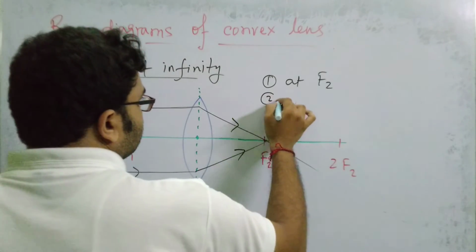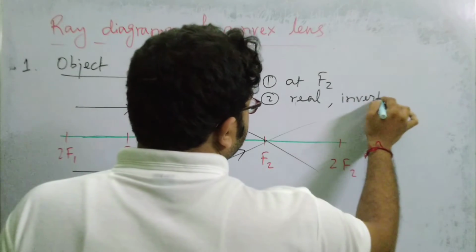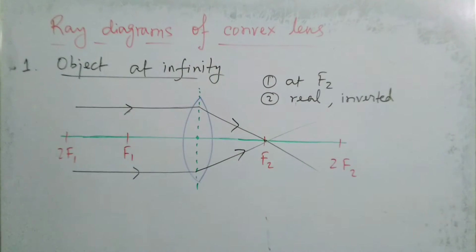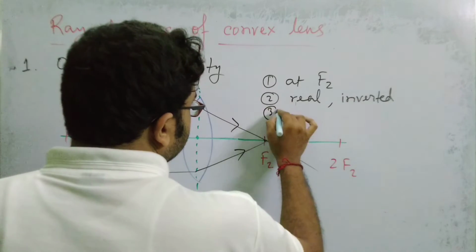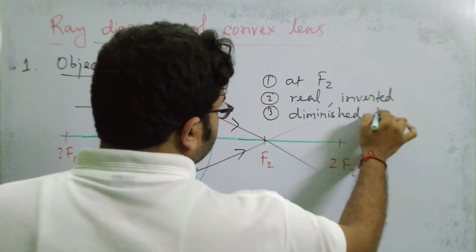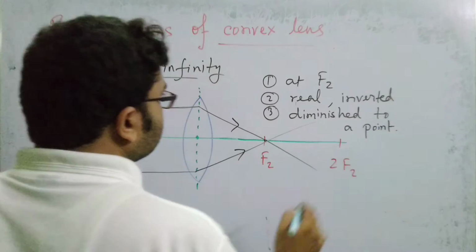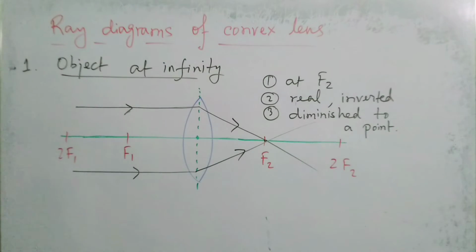The image is real. Obviously, if it is real, it is inverted. You know, real images are always inverted, as we have studied in the previous class. And the third point is that the size of the image is diminished to a point. So remember these three characteristics of the image formed. Sometimes they are asked in the questions in the examinations. Okay, fine. So this is the diagram.